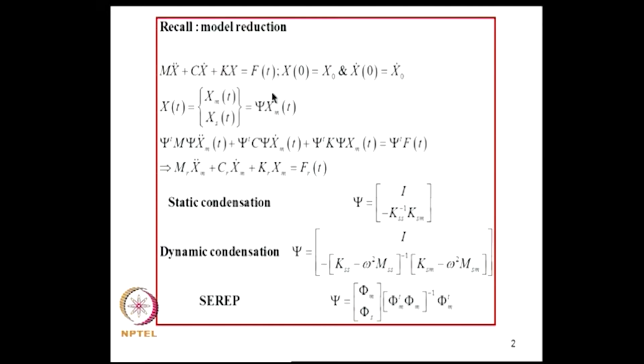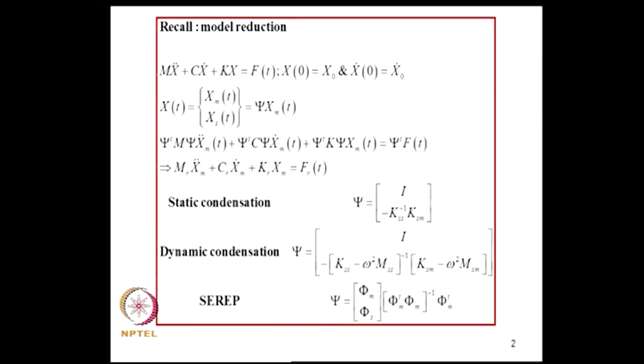The idea is that we want to reduce this model to a lower order model. R is for reduced here, through a transformation x of t equals psi into xm of t. That means we will partition this degree of freedom x of t into a set of master degrees of freedom and slave degrees of freedom, and the state vector x of t is related to the master degrees of freedom through this psi matrix. So, once we find that, we can substitute this into the governing equation and we get this reduced mass, damping and stiffness matrices and the reduced forces governing the master degrees of freedom.